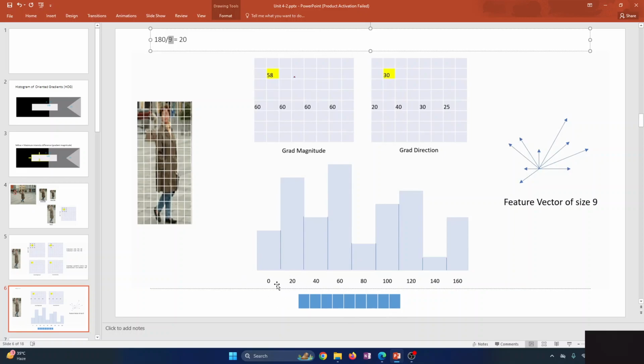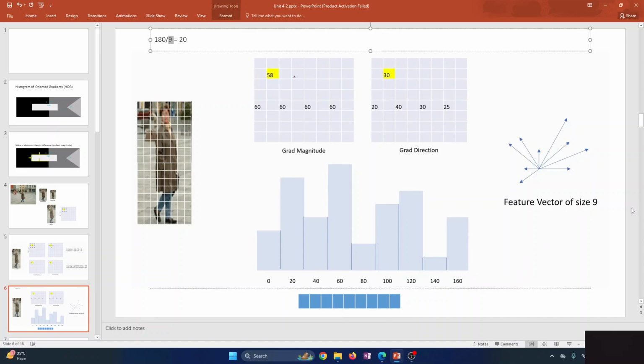Okay, so this will say that 0 to 20, 20 to 40, 40 to 60, 60 to 80, likewise, and the last one will be 160 to 180. Okay, clear? 0 to 20, 20 to 40, 40 to 60, and then 160 to 180.